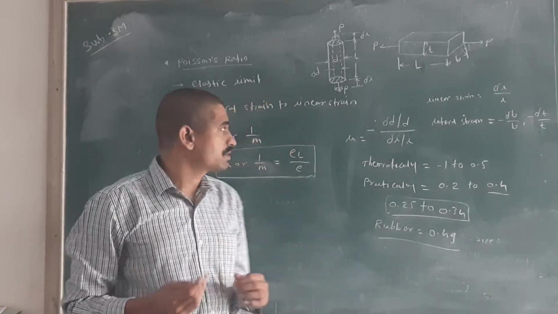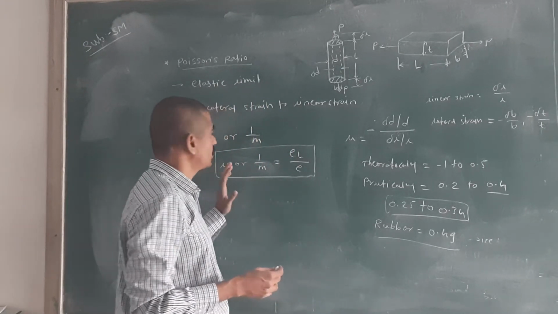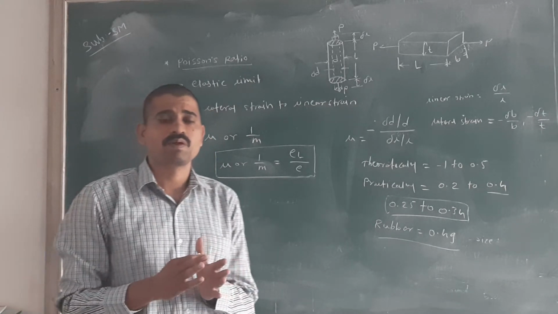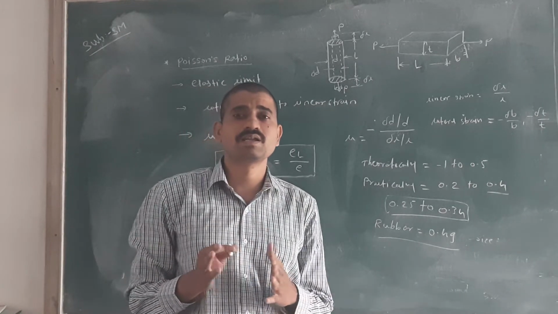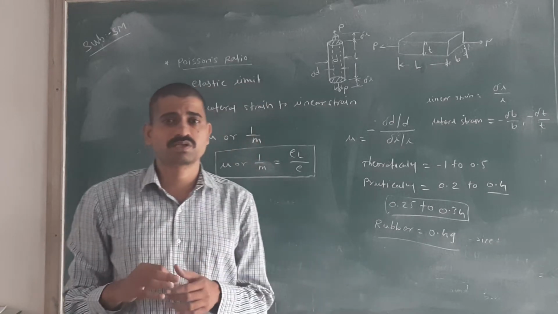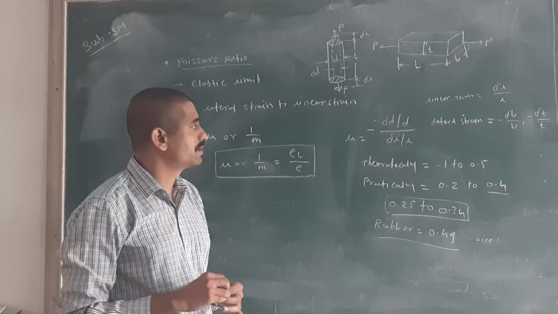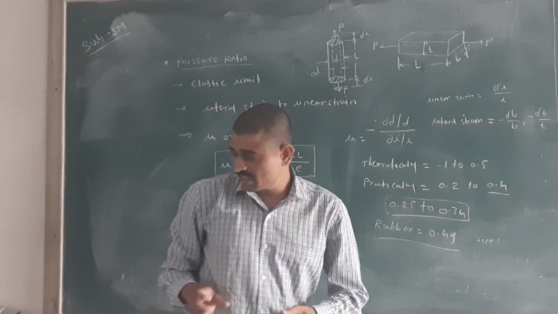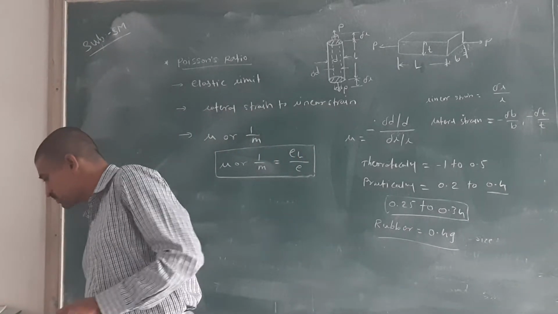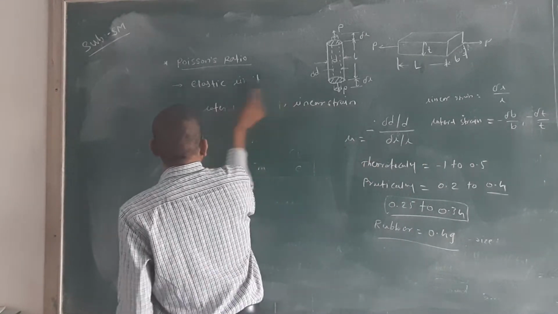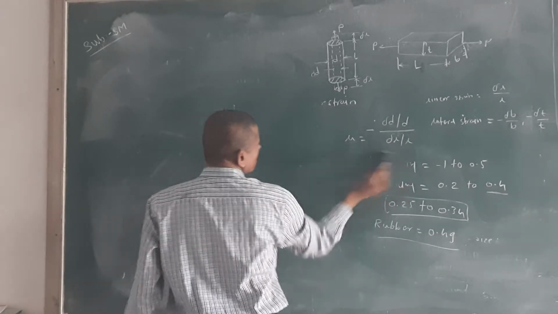All of you getting what the Poisson's ratio is? What is the application of that? You have to remember the definition: it is the ratio of lateral strain to linear strain, and it is constant when the material is loaded within the elastic limit. Then next we will go on to Hooke's law.